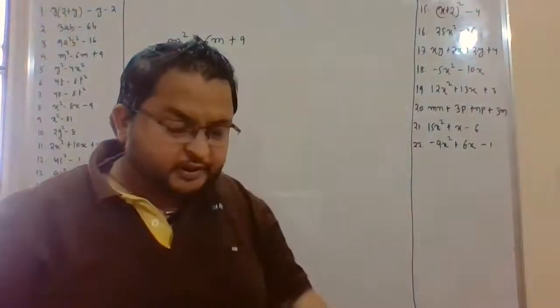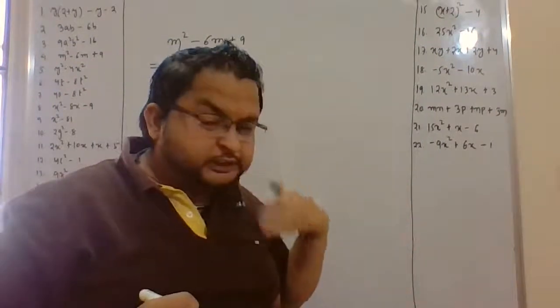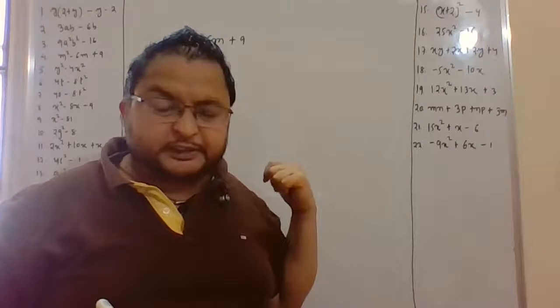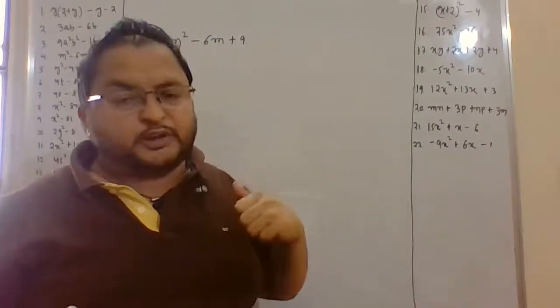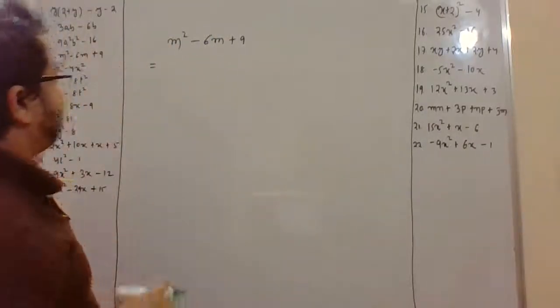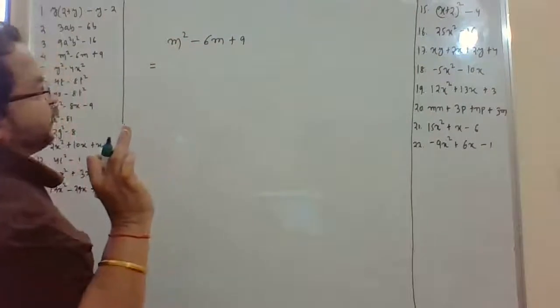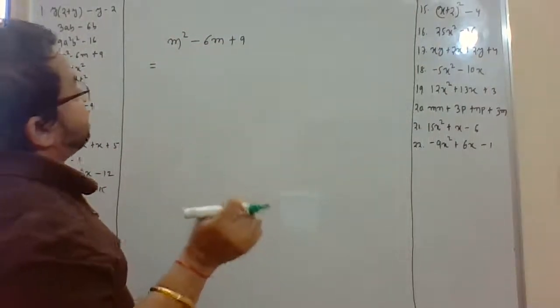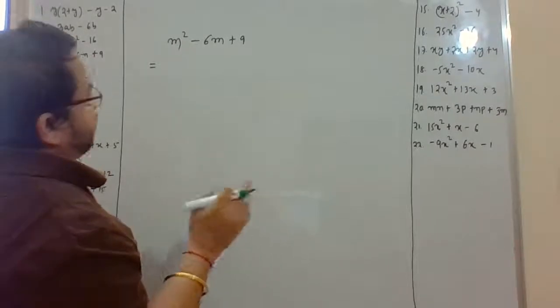If you find it difficult, you may just first do the middle term splitting for everything that is a quadratic expression, and later you can come to sum and product type, even that is fine. But I will first solve it using the sum and product type. So now let's see if this can be solved using the sum and product type or not.